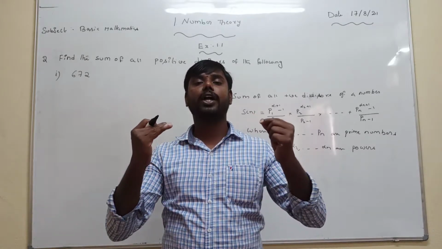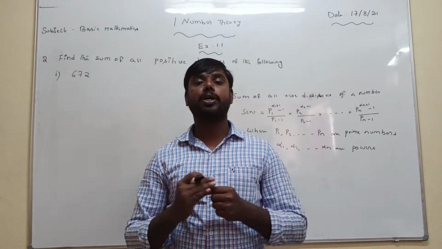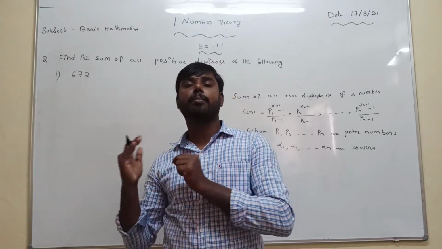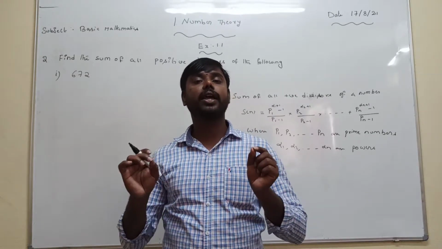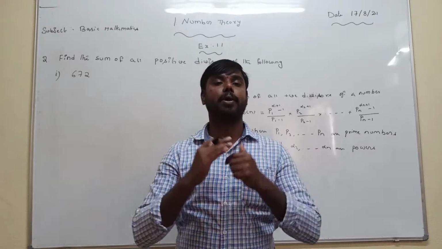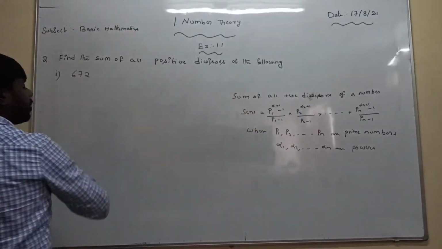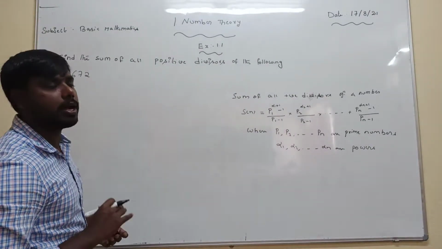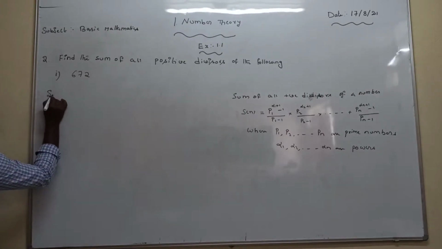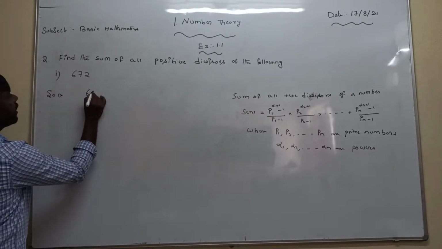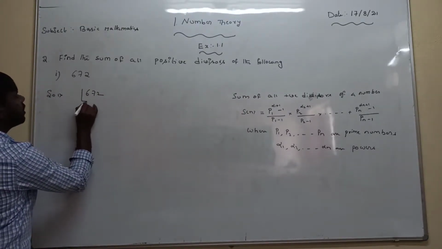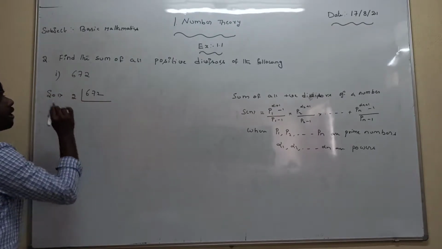How do we find the product of prime numbers? By using the division method. Finally we get the product of prime numbers, so first we apply the division method. See the solution. For 672, using the division method, the least prime number is 2.